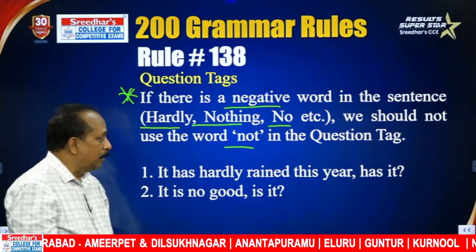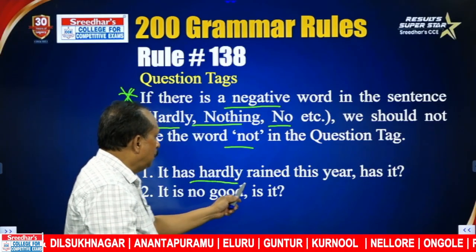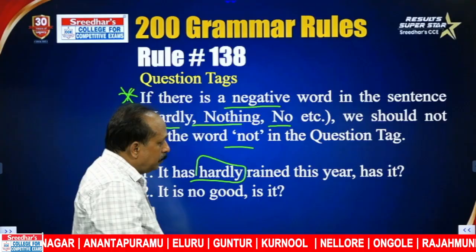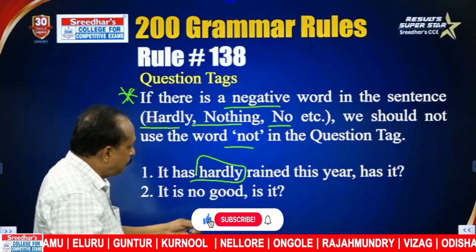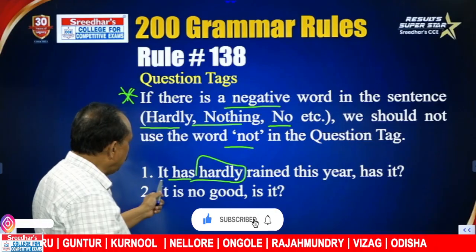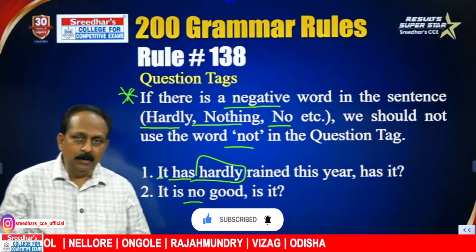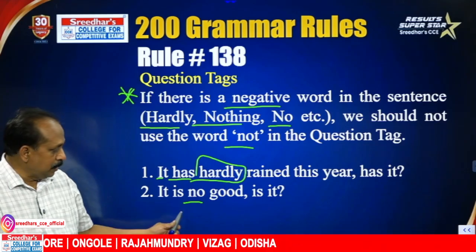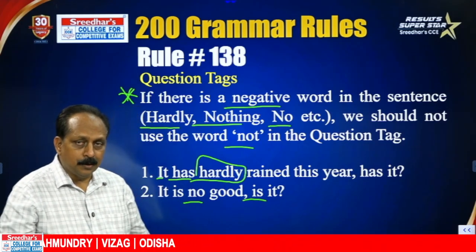Look at the example, you understand. It has hardly rained this year. Hardly is a negative word. Then we cannot use not in the question tag. Has it, has is the helping verb, it is the subject. It is no good. We can say it is not good. We can say it's no good. No is a negative word. Based on that, is it? In the question tag, we should not use the word not.